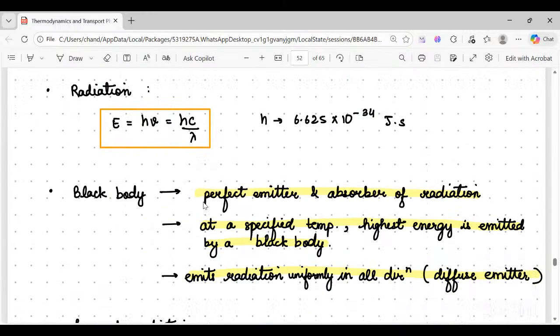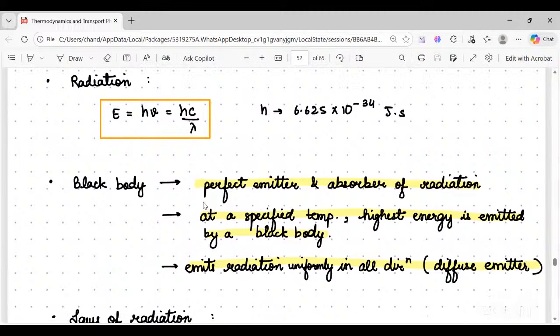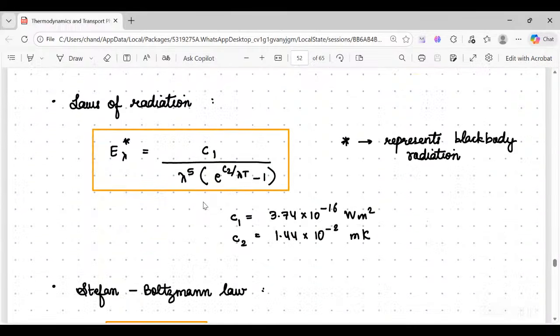So radiation, you can write E is equal to h nu, h c by lambda. A black body is something which is a perfect emitter and absorber of radiation. At a specified temperature, the highest energy is emitted by a black body. It emits radiation uniformly in all directions. Planck's law: E lambda star is equal to C1 by lambda power 5 into e power C2 by lambda T minus 1. Star represents black body radiation.